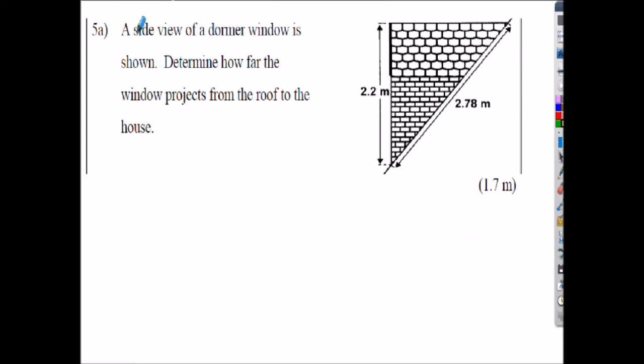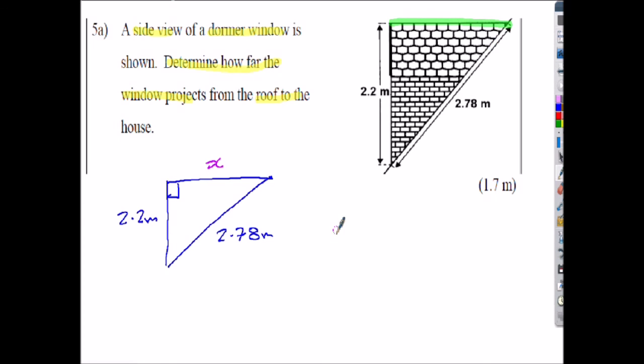Question 5a, we're shown a side view this time of a dormer window. We're asked to determine how far the window projects from the roof of the house. So in other words, we're trying to find this distance across here. So just getting the problem for convenience here, this is the triangle we're looking at. So this is a right angle triangle, clearly see the right angle here. And I'm trying to find side length x as labelled in the diagram.